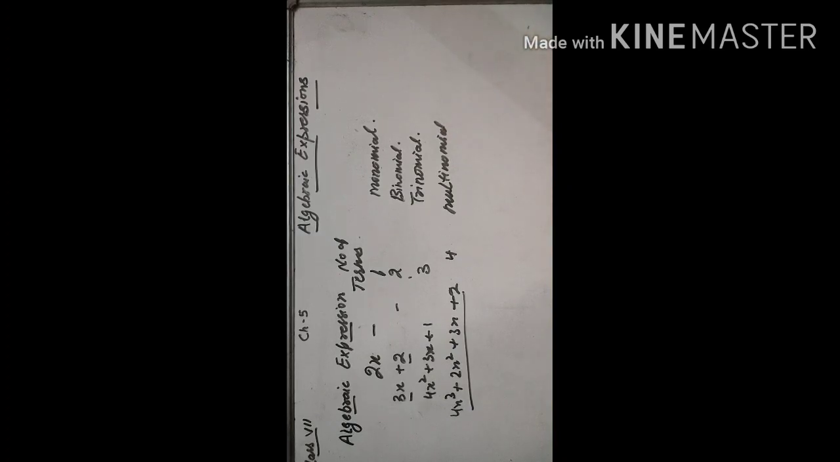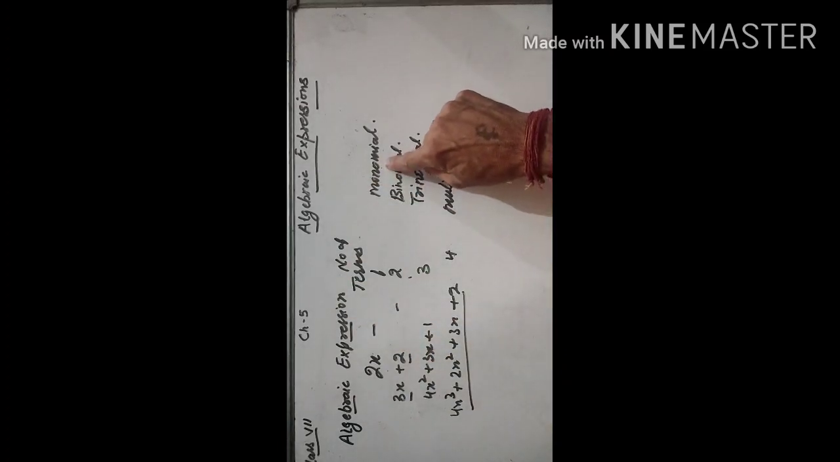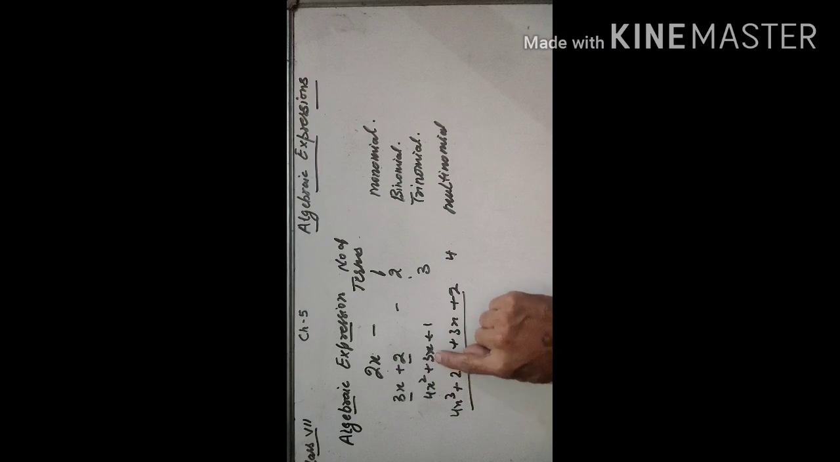So if the number of terms is 1, then the algebraic expression is called monomial. If the number of terms is 2, then it's binomial. If the number of terms is 3, then it is called trinomial. If the number is more than 3 terms, then it is called multinomial.